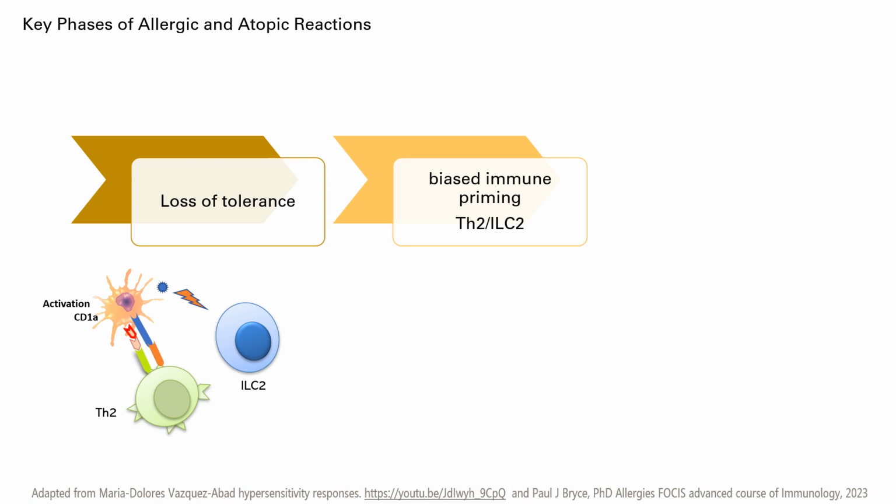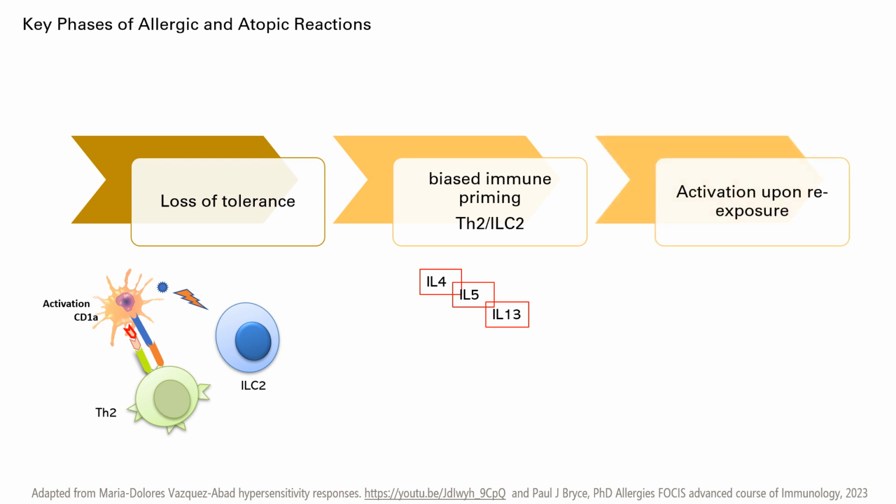The next thing is this bias of an immune priming to either a Th2 or an ILC2 response. What does this mean? Well, these differentiated cells are going to produce cytokines, and these cytokines are very specific of this phenotype because they are the ones that will create the next level of response.